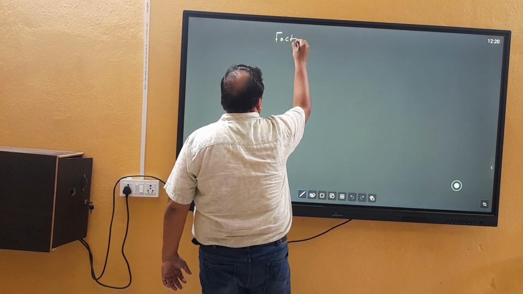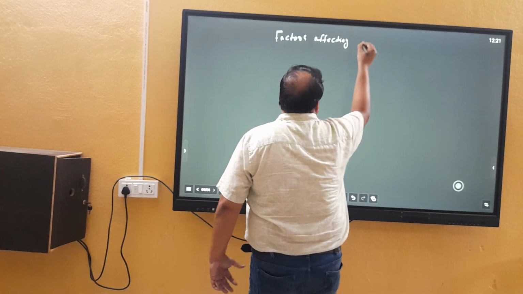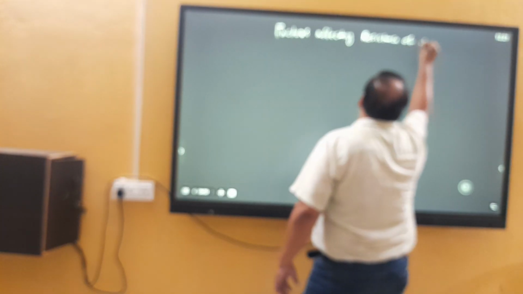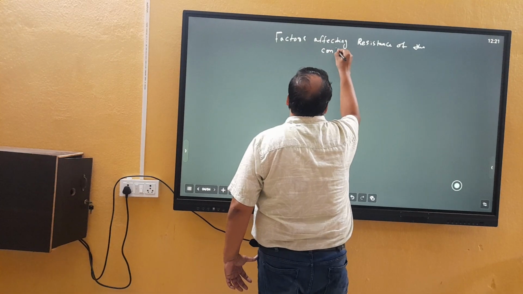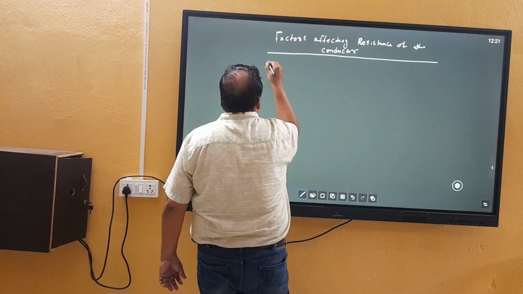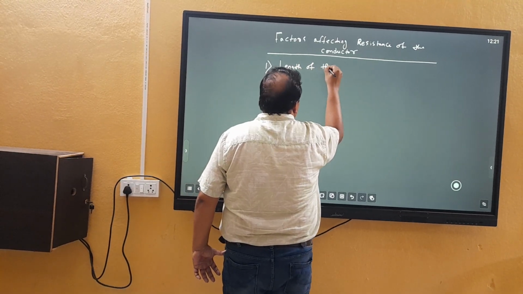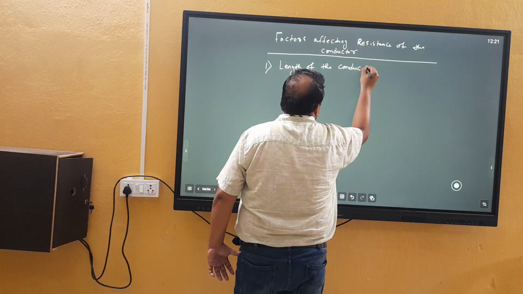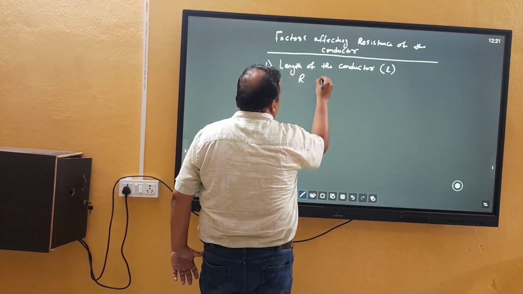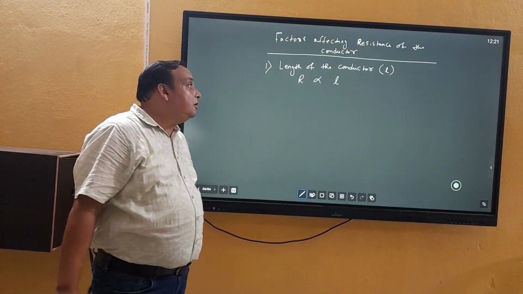Factors affecting resistance of the conductor. Number one, first is length of the conductor, L. The resistance is directly proportional to length of the conductor. Resistance is directly proportional to length of the conductor.